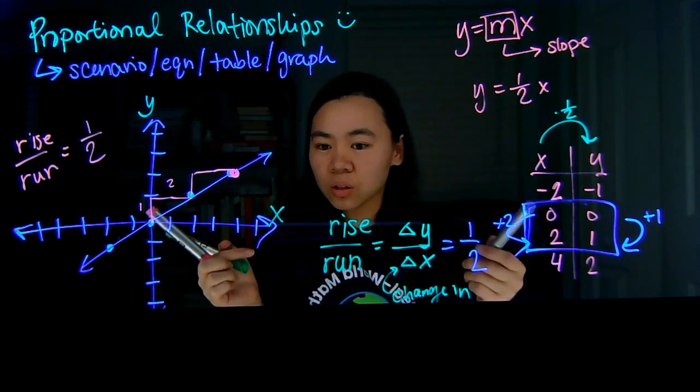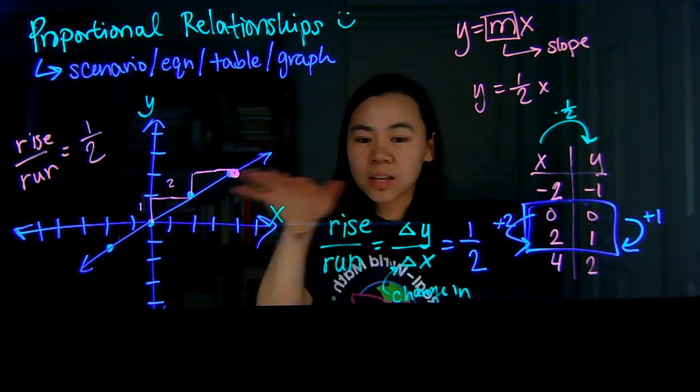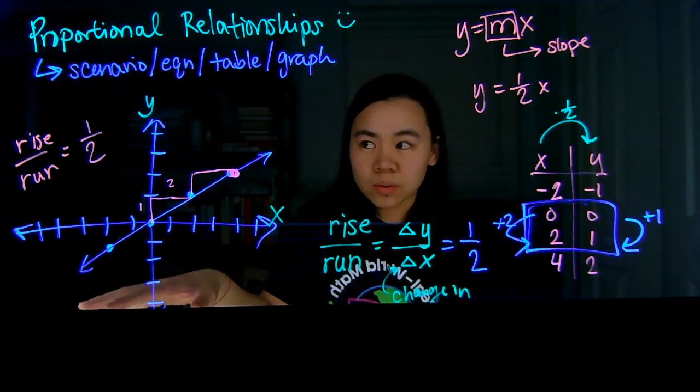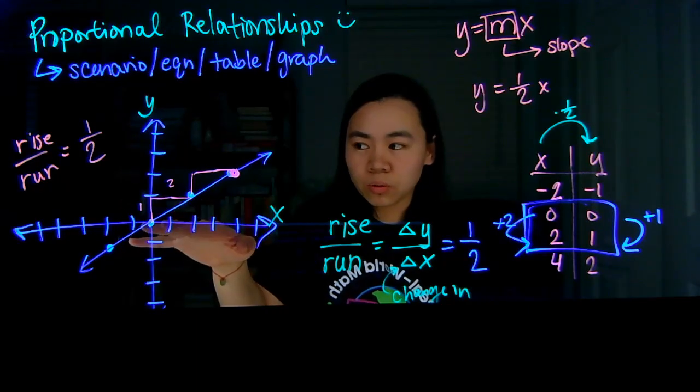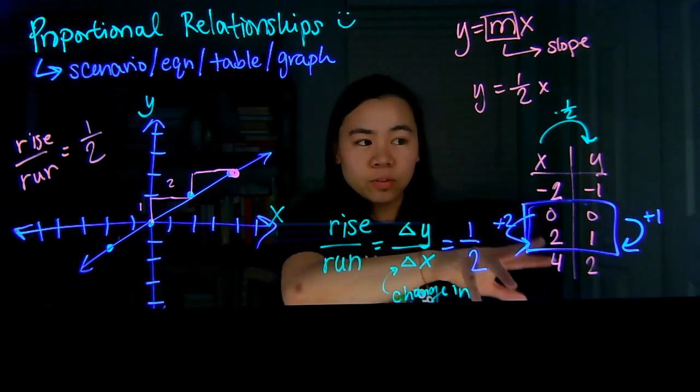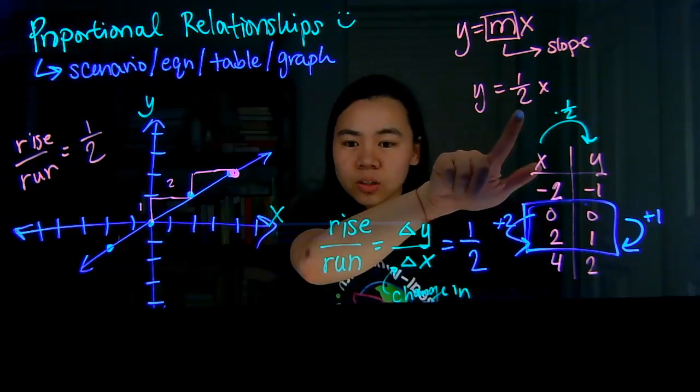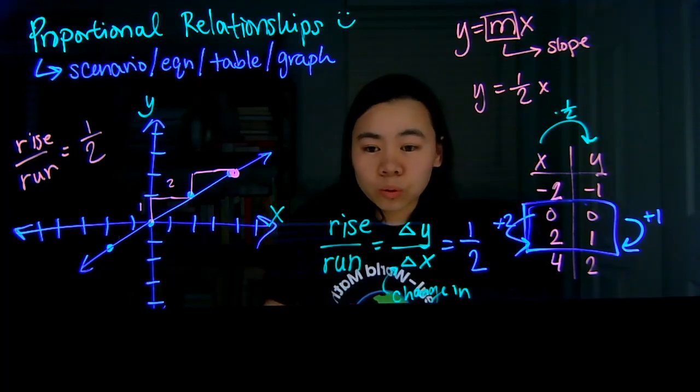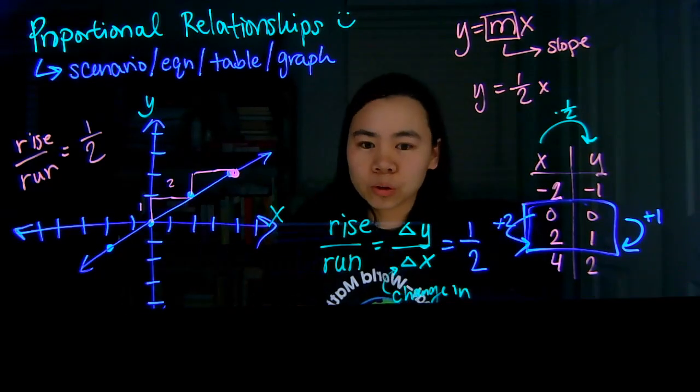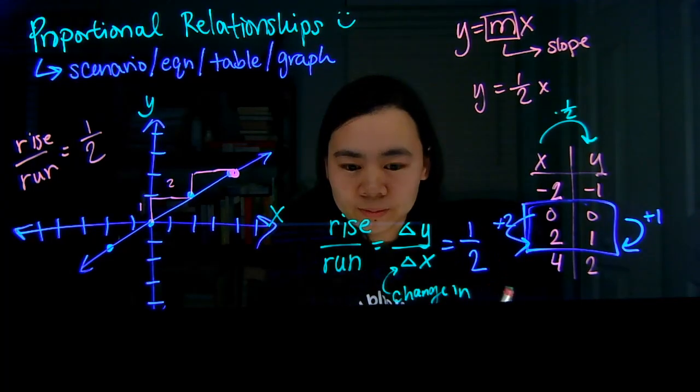These representations represent the same thing. It's the same problem. It's the same situation. Up 1 over 2, you see that in your graph. You see it on your table. You see it in your equation. It's all the same thing. It's multiple forms of representation for a proportional relationship. Let's do another one.